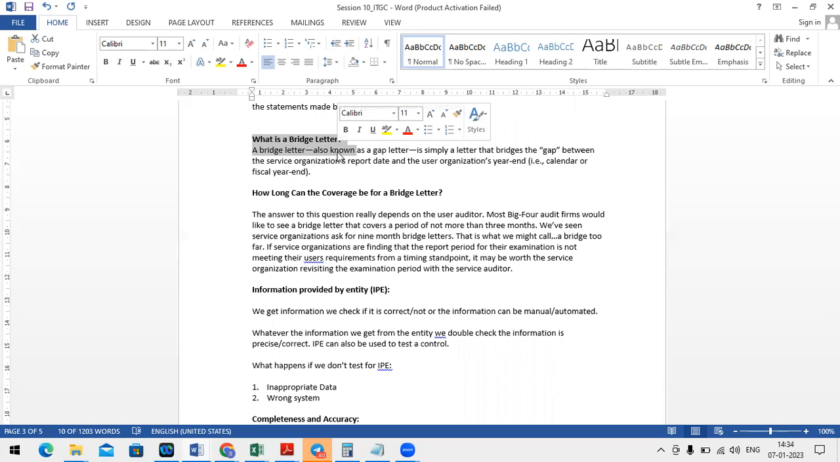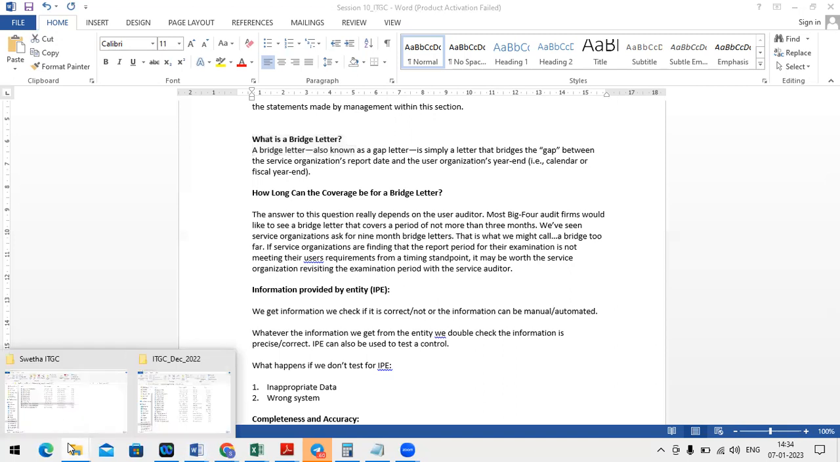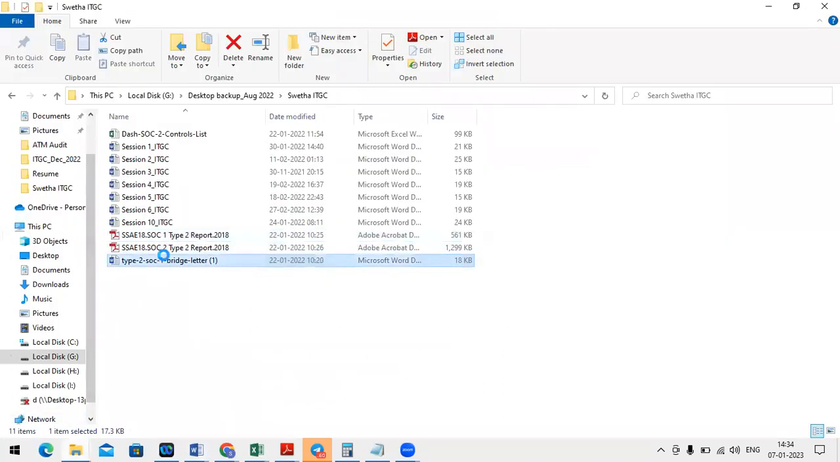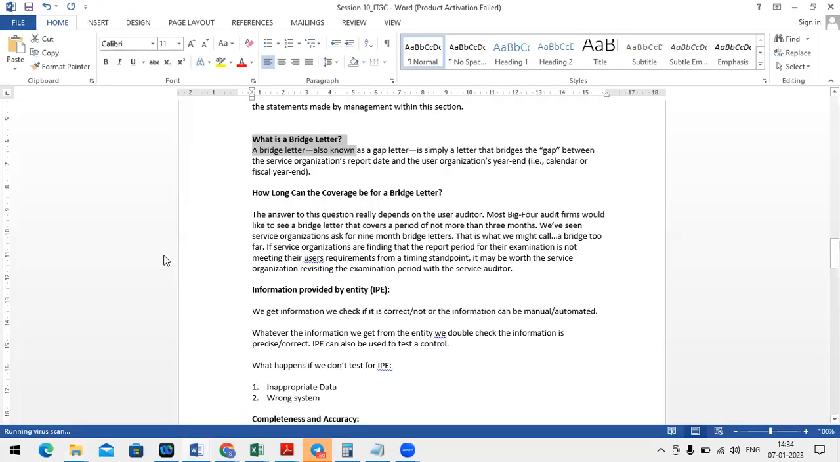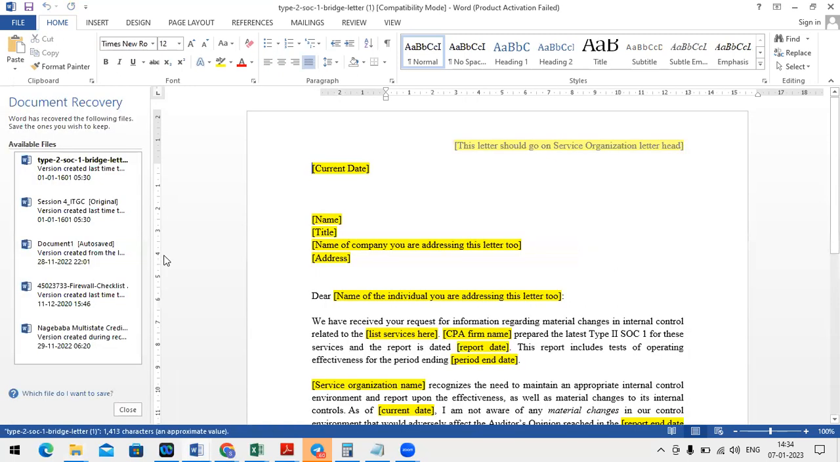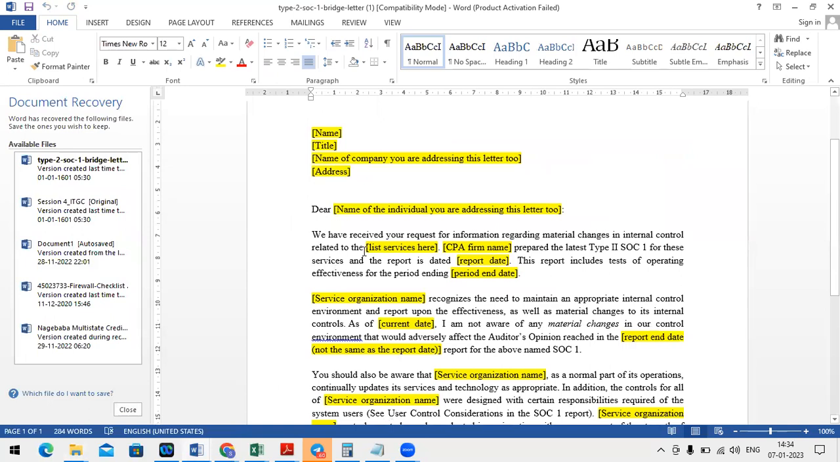How exactly does the bridge letter look? See, the bridge letter would look very simple. You can just think of the leave letter you submit to the principal whenever you are on leave. It would be a similar kind of letter. Here it would have a letterhead, current date, name, title, name of the company, address, dear so-and-so. We have received your request for information on material changes, all these things.